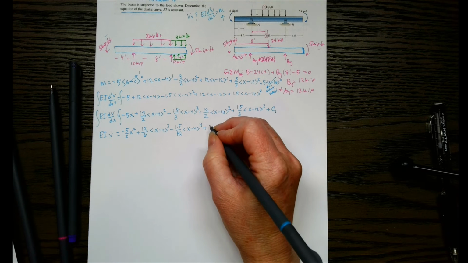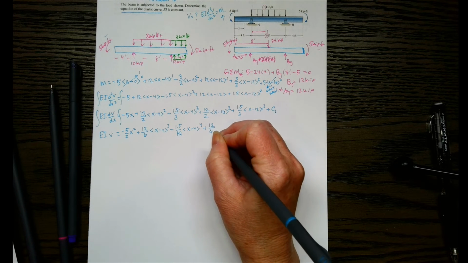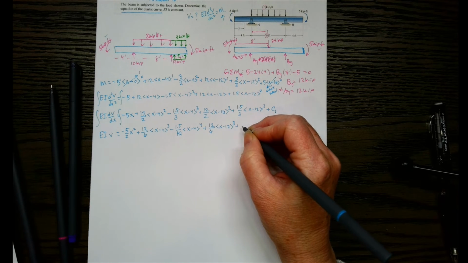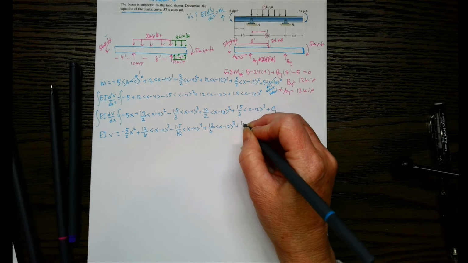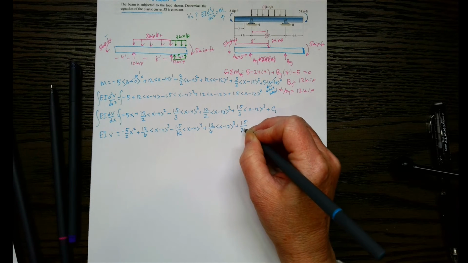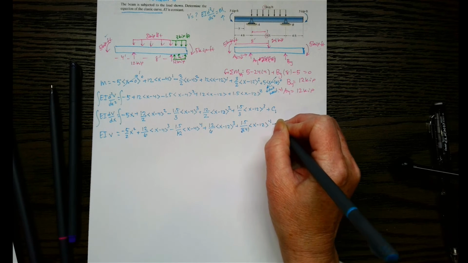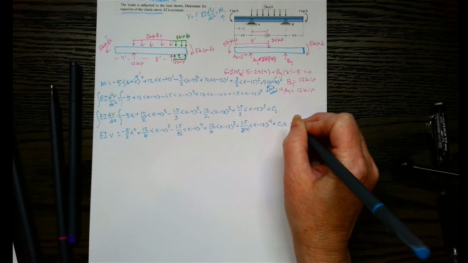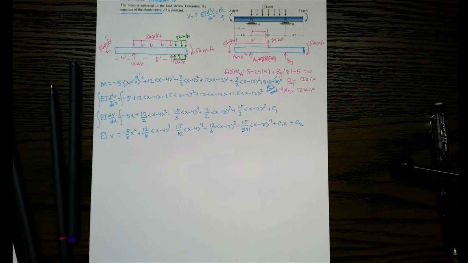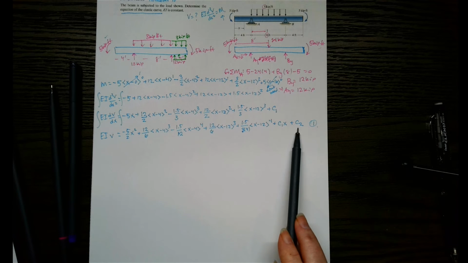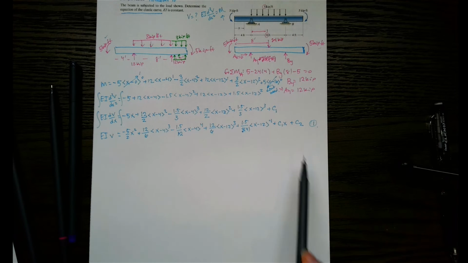This one's squared, so integrate, we get 12 over 2 times 3, which is 6, times x minus 12 cubed. And then we're almost done. This one's cubed already, so we're going to have 1.5 over 3 times 4, which is 12, times x minus 12 to the 4th, plus C1x, plus another constant, since we did just integrate again. Okay, so now we've got this, and let's just call that equation 1. Now, I've got two unknowns here, right? I've got C1, C2, so we have to figure out what those constants are.